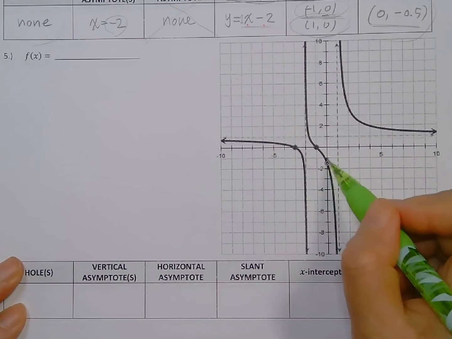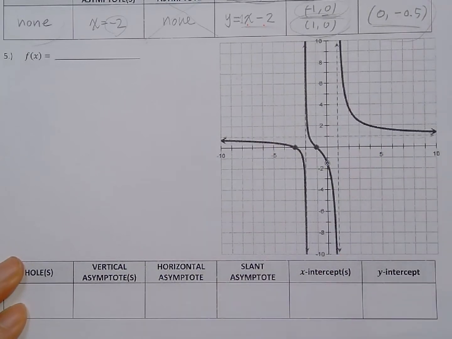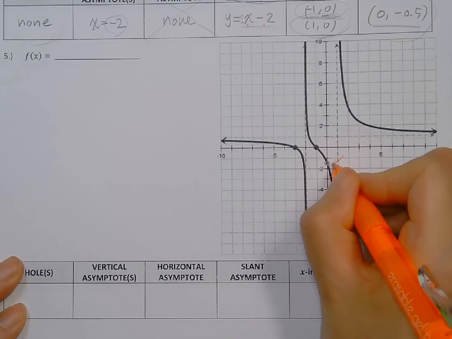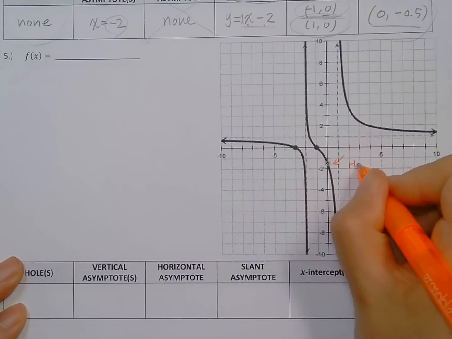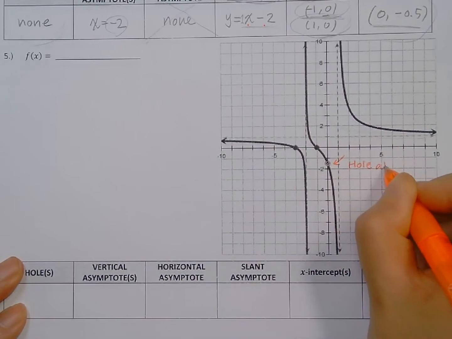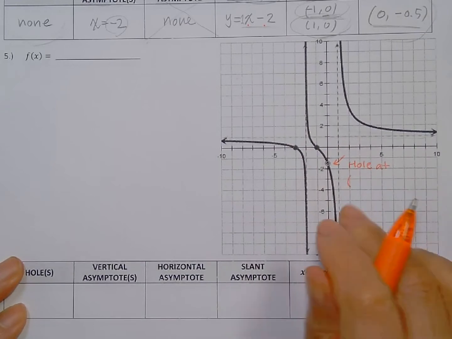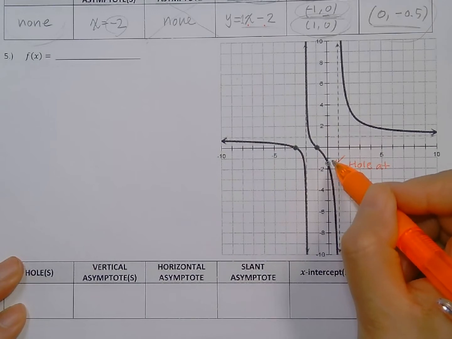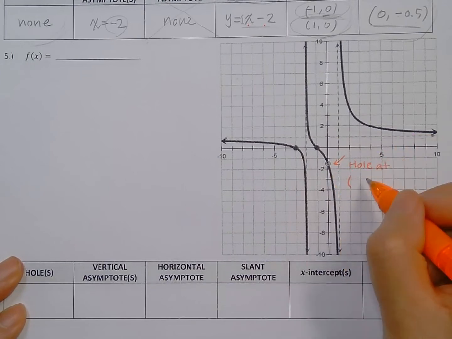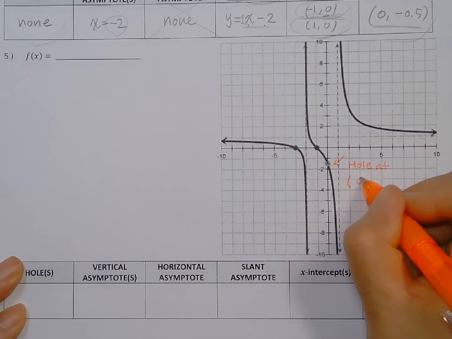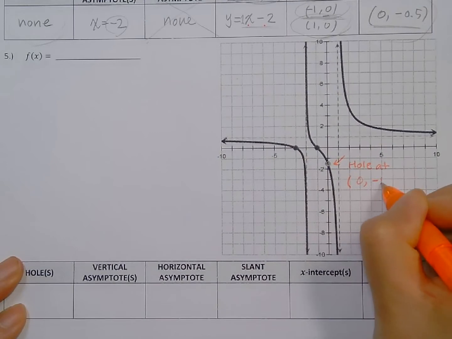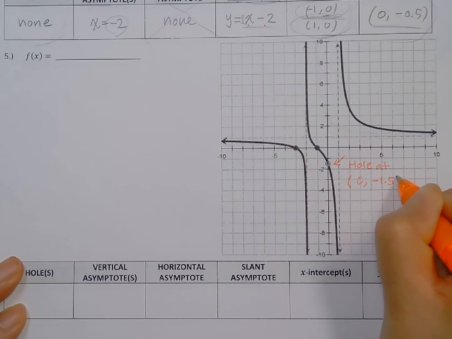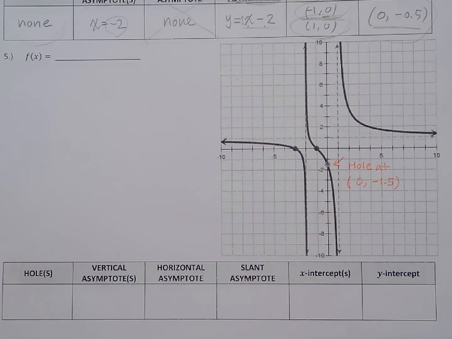And I do have a hole right here. This is very important. I noticed we have a hole at about negative 1.5 because we can verify it. It's between negative 1 and negative 2 y coordinate. So let's approximate 0, negative 1.5 for now.